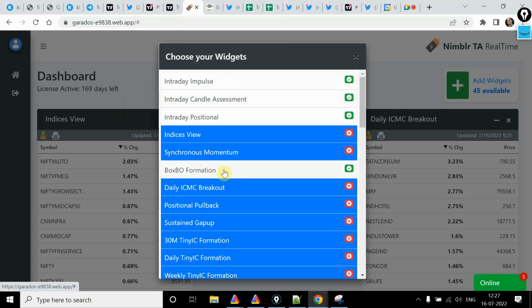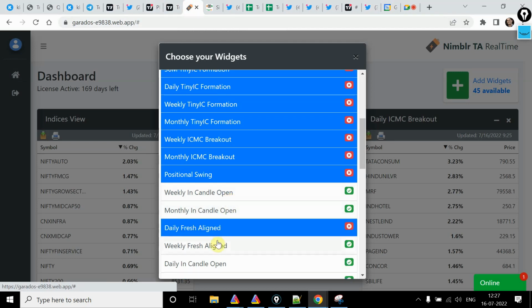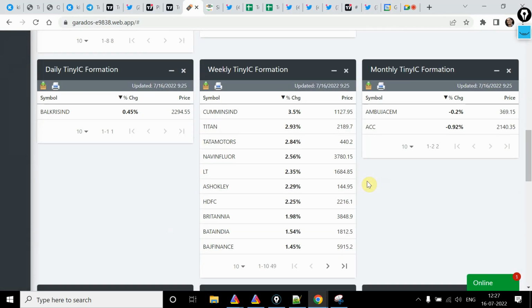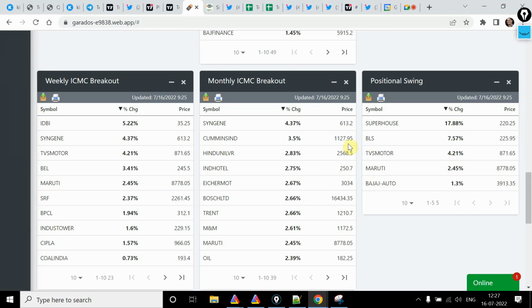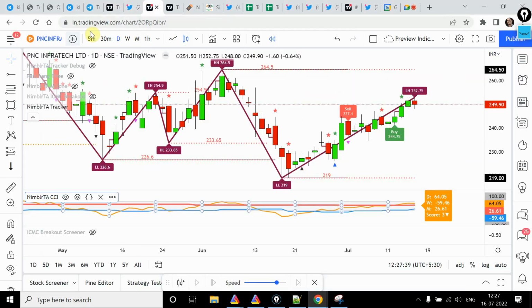Okay, so now let's come to the part where we want to see where we have the in candle open or fresh alignment has happened. So fresh alignments are based on EMA, and we are tracking fresh alignments over here, right? So for example, over here you see Ingrand, which has given a fresh alignment. What does it mean? That CCI is in momentum and EMA also has aligned in a particular fashion as per NimblrTA, right? So let's see how it actually happened.